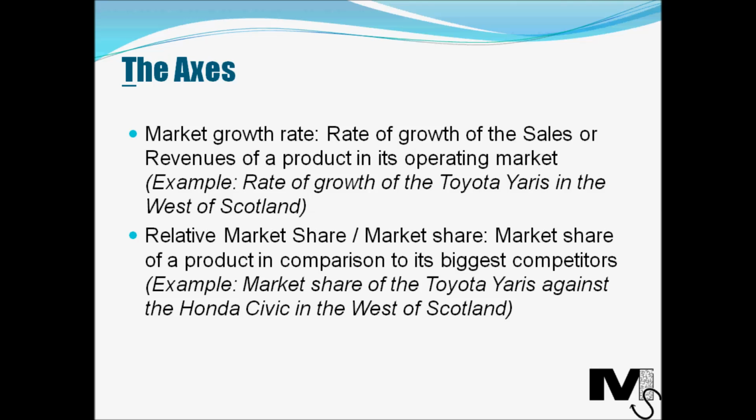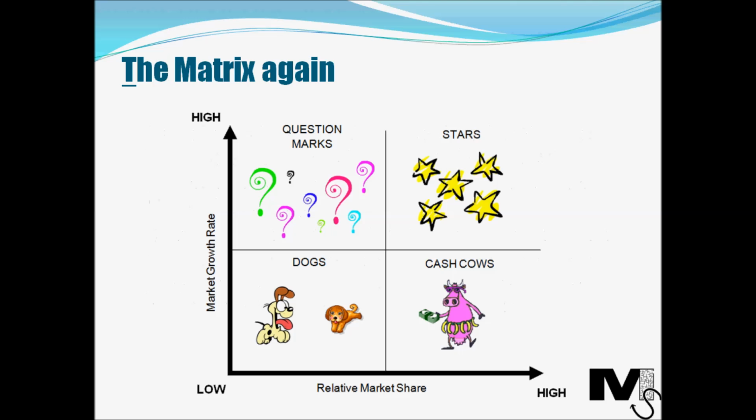Okay, now let's take a look at the matrix once again. Now, we're clear about the axes now, what they're used to map. Now, there are four quadrants in which products or brands associated with the company are to be placed in. So, the actual quadrants are stars, question marks, cash cows, and dogs.